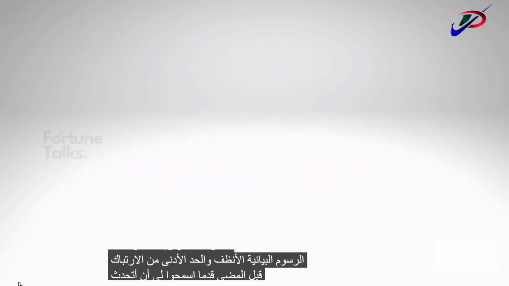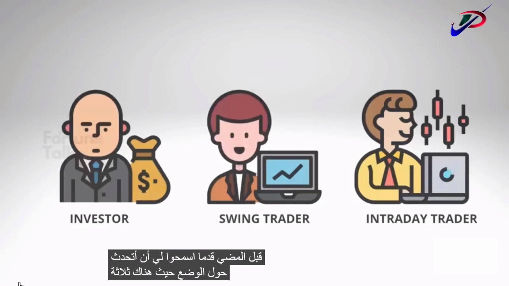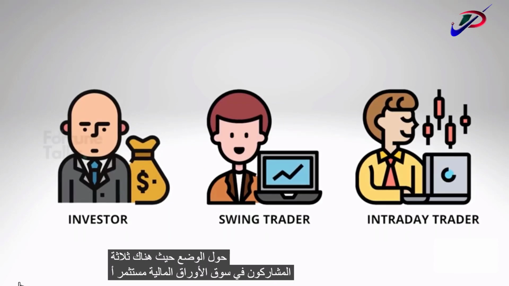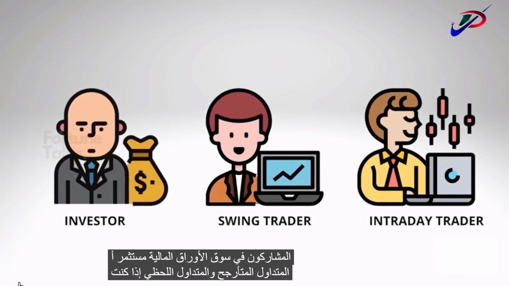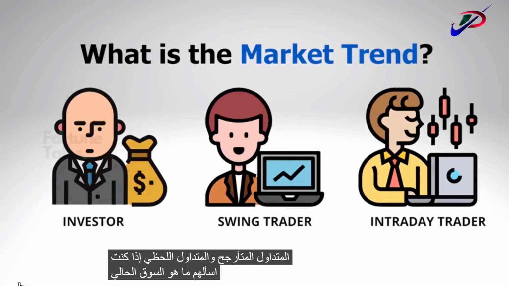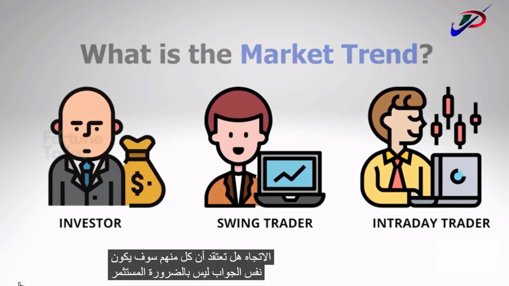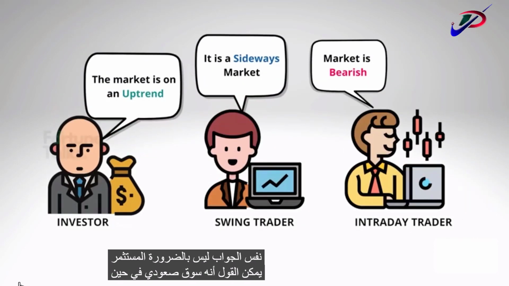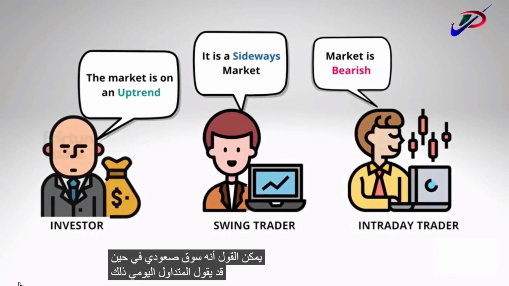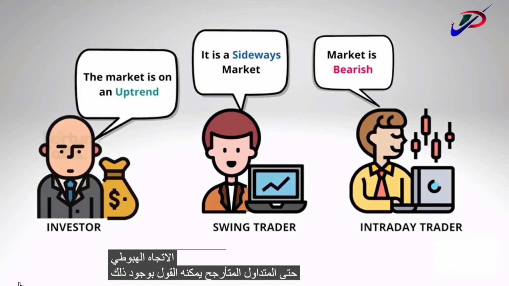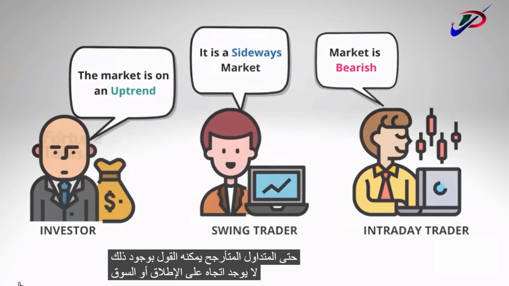Before moving on further, let me talk about a situation where there are three stock market participants: an investor, a swing trader, and an intraday trader. If I ask them what is the present market trend, do you think all of them will have the same answer? Not necessarily. Investor could say it's a bullish market, while the intraday trader would say it's bearish trend. Even the swing trader can say there is no trend at all or the market is sideways.